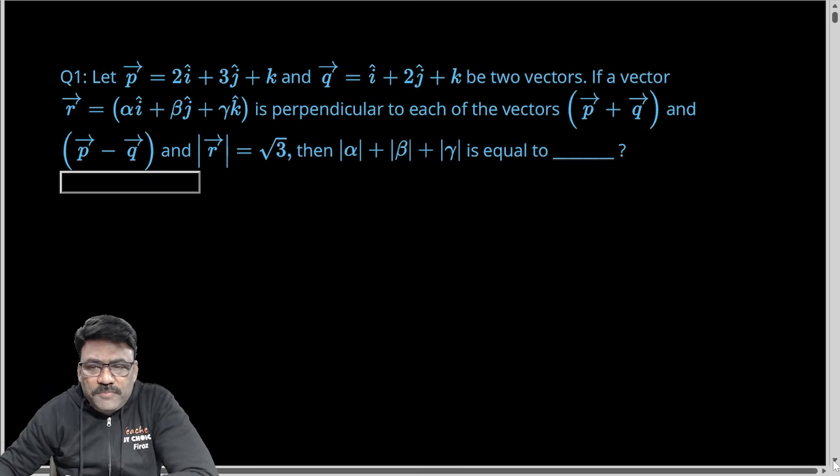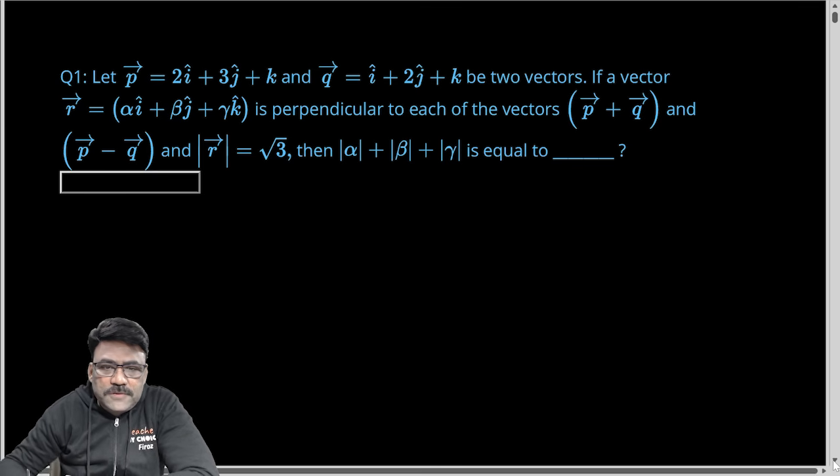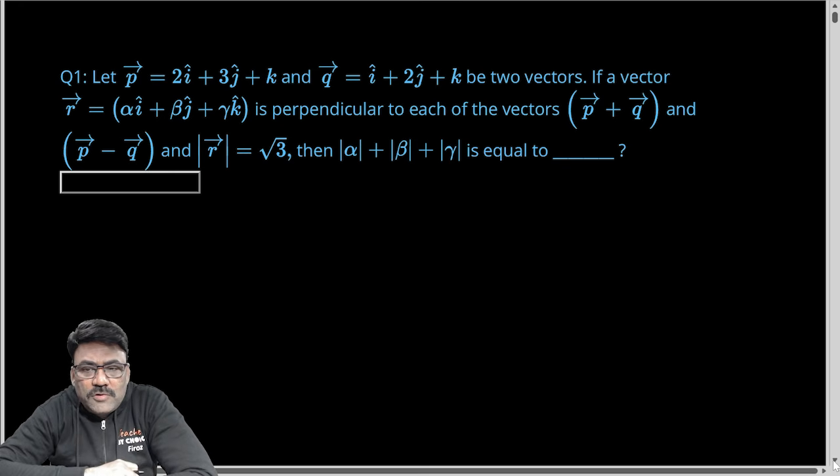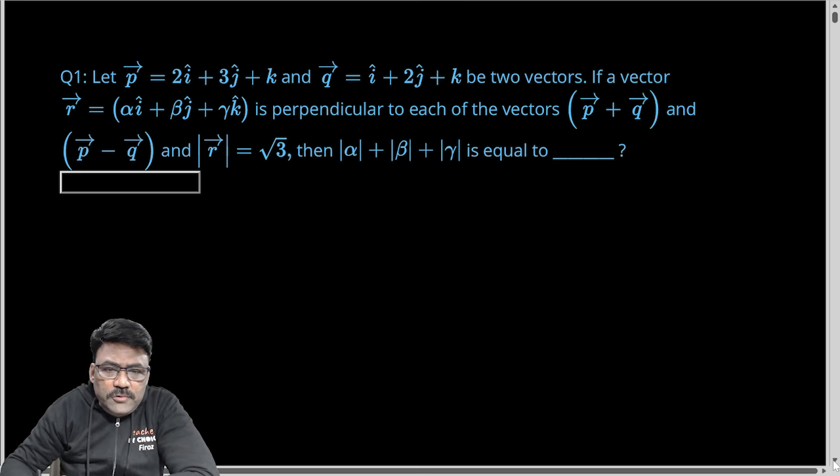So let's find the vectors P plus Q and P minus Q first. And since R is perpendicular to both P plus Q and P minus Q, basically R will be in the direction of the cross product of these two vectors, P plus Q and P minus Q. So what I'm doing here is straight away taking the cross product of P plus Q and P minus Q.